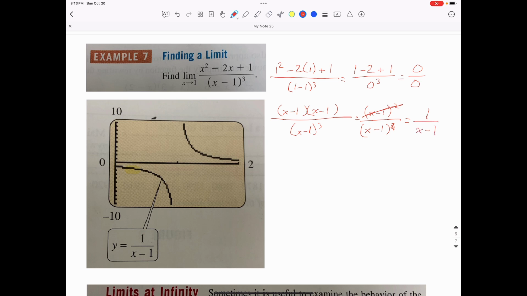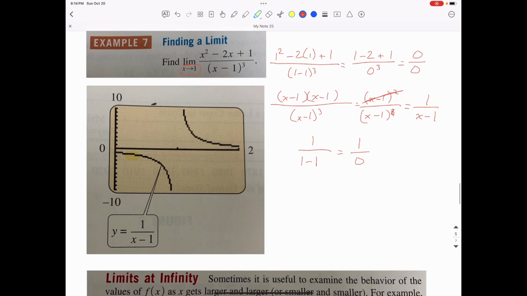Now in this particular case, when we do x approaches 1, I'm replacing the x with that 1, we get 1 over 1 minus 1, which gives us 1 over 0. Now, this is not an indeterminate form. We get 1 over 0. If we look at the graph now, you can see when we simplify this, it's actually a rational function. It's the rational function y equals 1 over x minus 1.